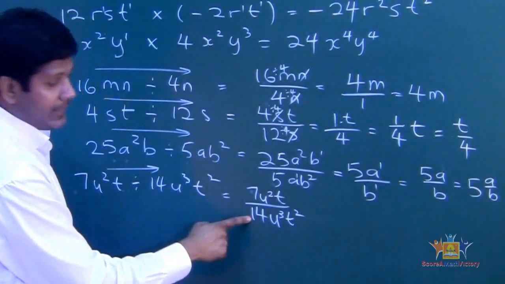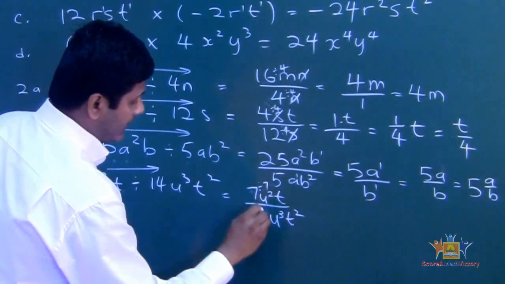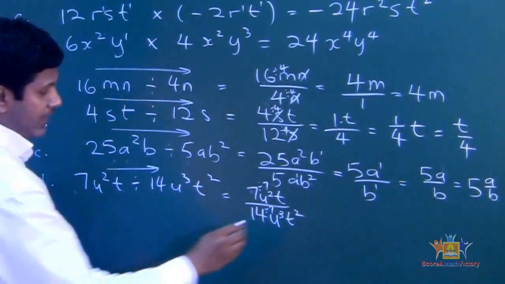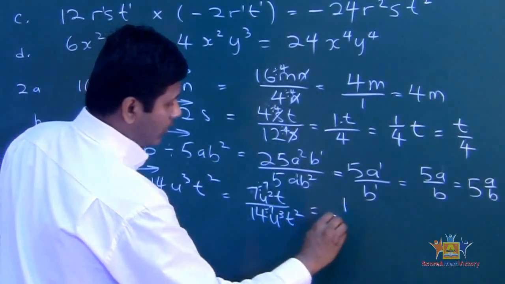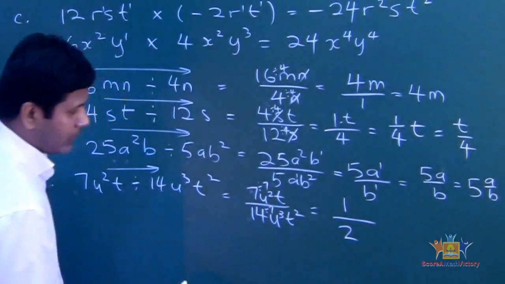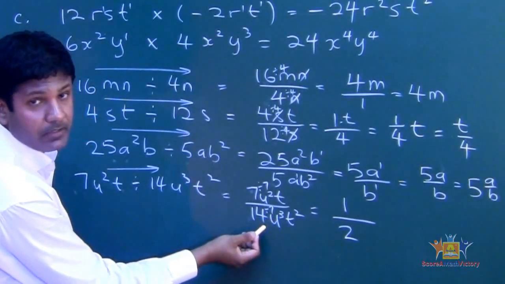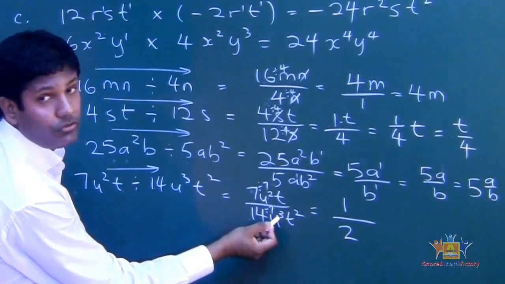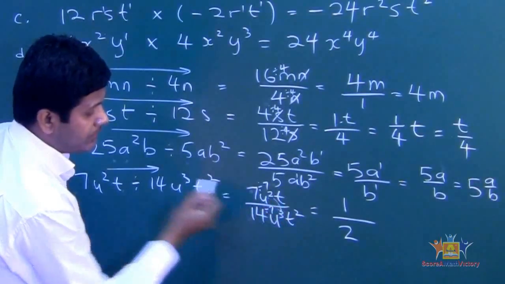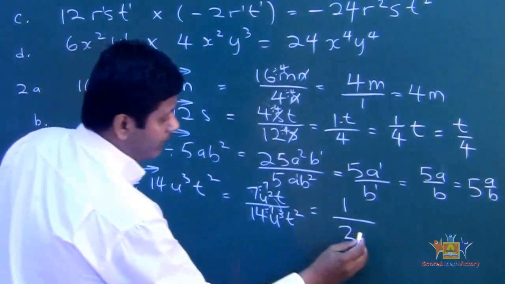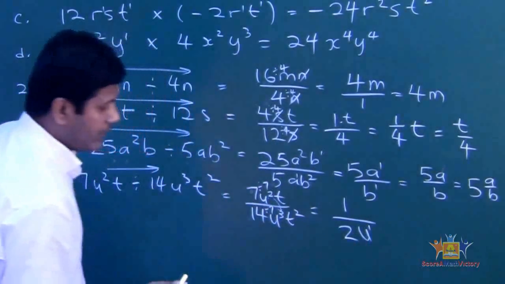Now look at that. 7 and 14. I can divide this by 7, and I can divide this by 7. So that will give me 1 over 2. Look at this, u squared and u cubed. Which number is bigger, 3 or 2? Of course 3. I'm going to bring the 2 down and subtract it from the 3. What's left is 1.